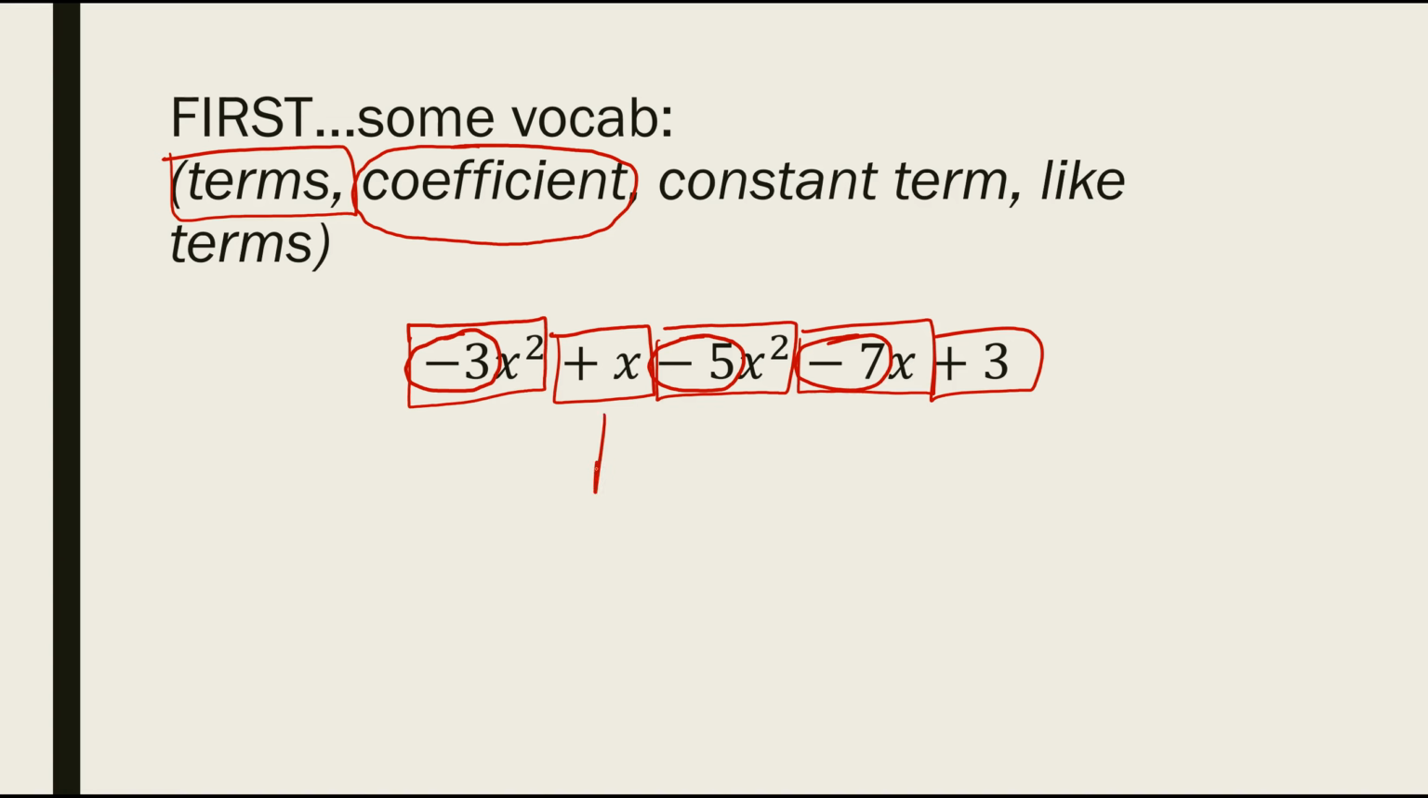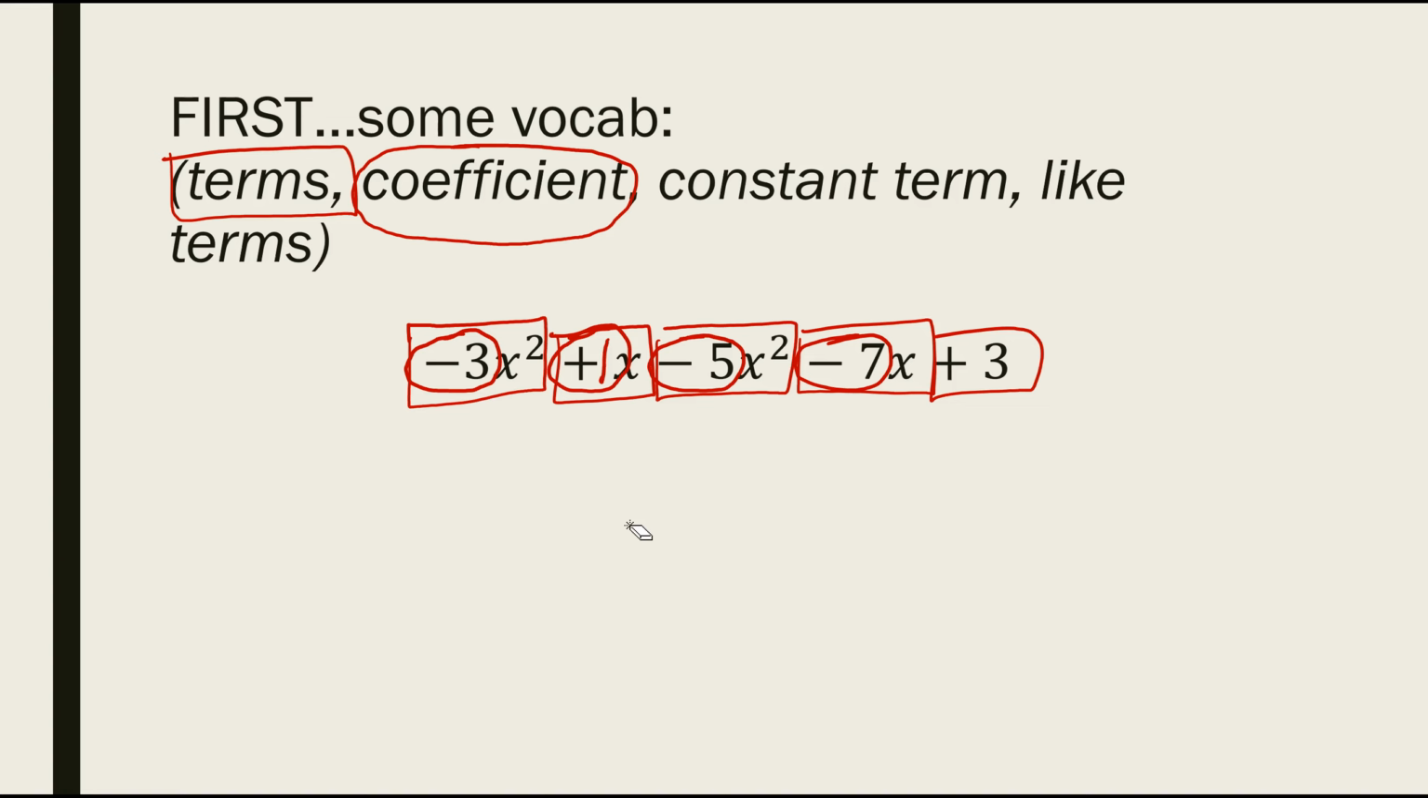Let's talk about this term right here. I don't see any coefficient. What would go there? What number could I write in front of the x? Since there's just one x there, mathematicians know that this means 1x. So the coefficient, if there is no coefficient, is assumed to be 1. Notice I did not write 0. The coefficient's not 0. There aren't 0 x's, there's 1x there.